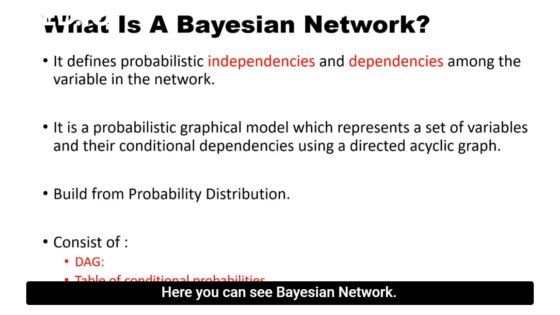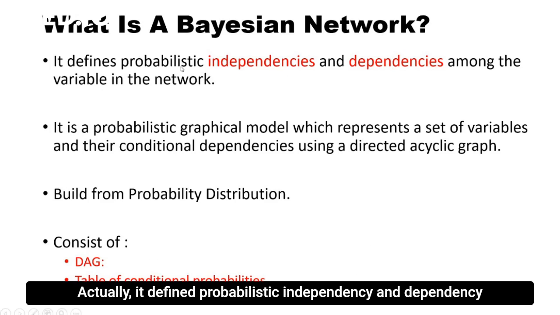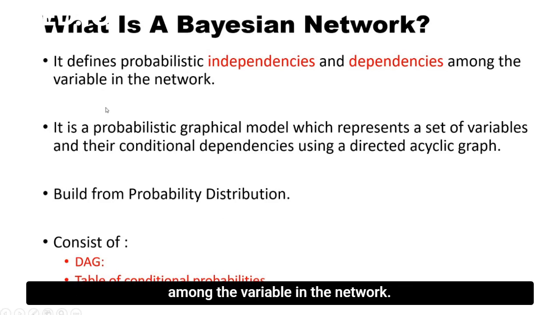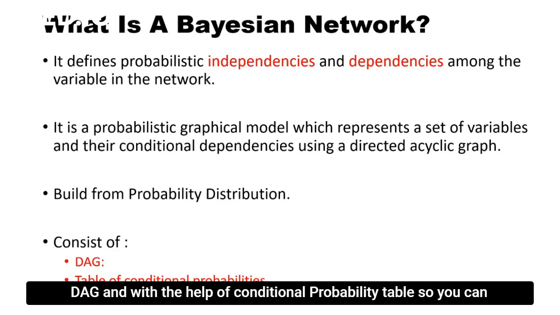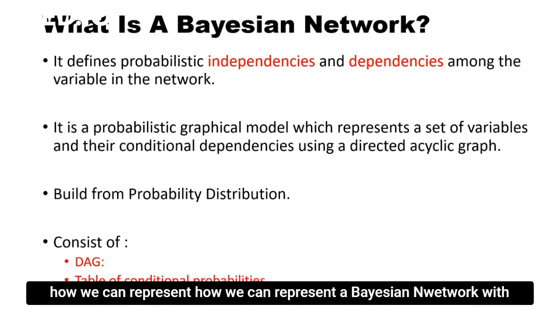Here you can see a Bayesian network actually defines probabilistic independency and dependency among the variables in the network. It is a probabilistic model which represents a set of variables. As I already told you, nodes are the set of variables in the graph and their conditional dependency using a directed acyclic graph. Built from a probability distribution, it consists of a DAG and a table of conditional probabilities. Actually, we can design a Bayesian network with the help of a DAG and a conditional probability table. So you can see in the next lecture what conditional probabilities are and how we can represent a Bayesian network with the help of a table.